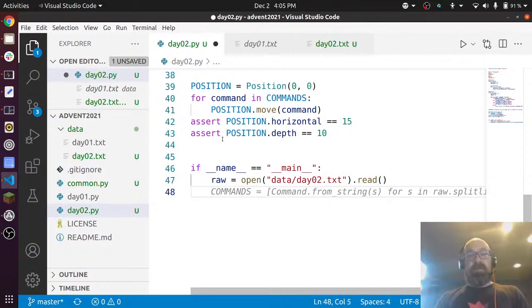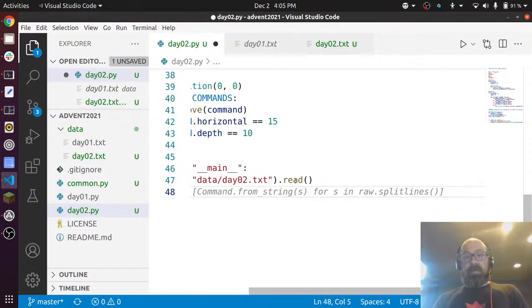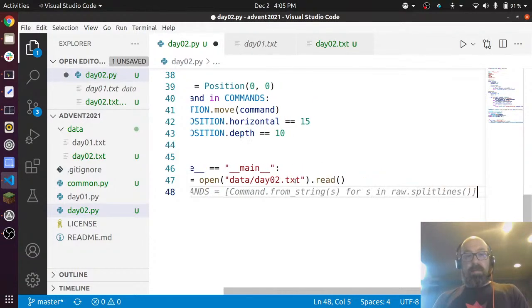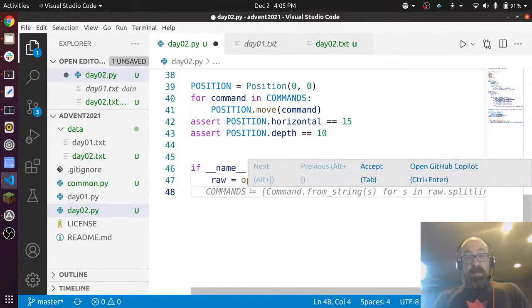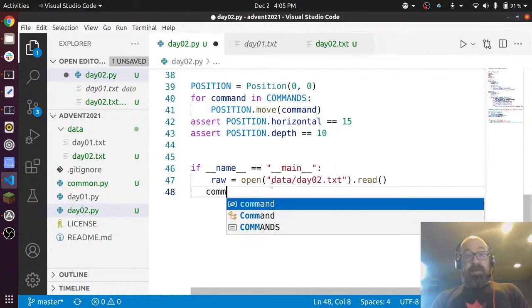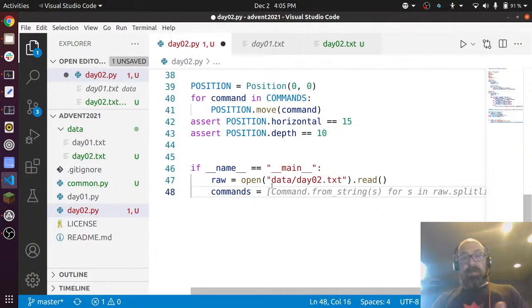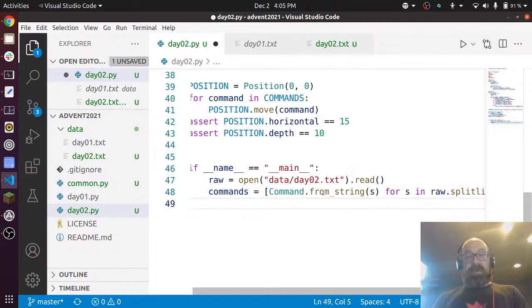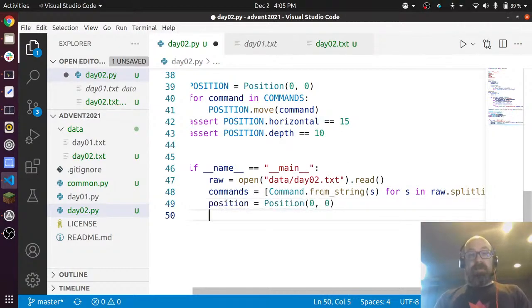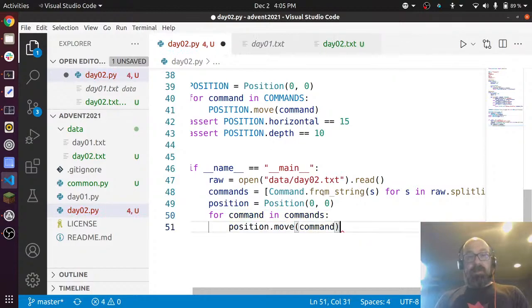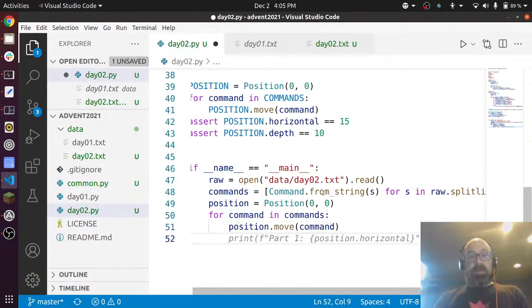I'm too lazy to do that. And then commands equals Command.from_string(s) for s in raw.splitlines. So that seems right. Again, that seems right for command in commands. Okay, that seems good. Position.move command.